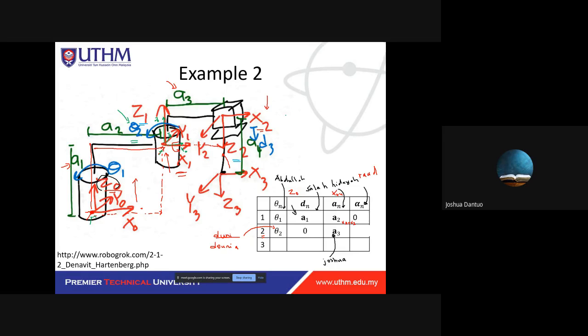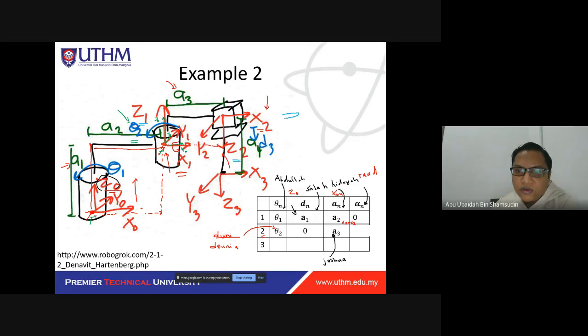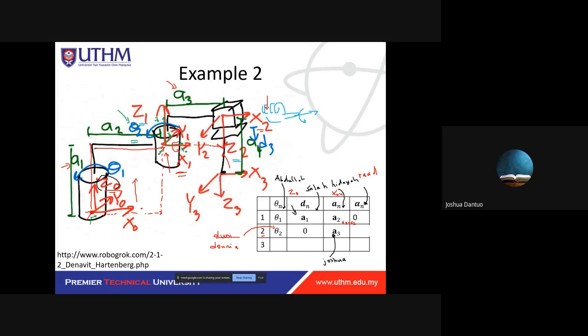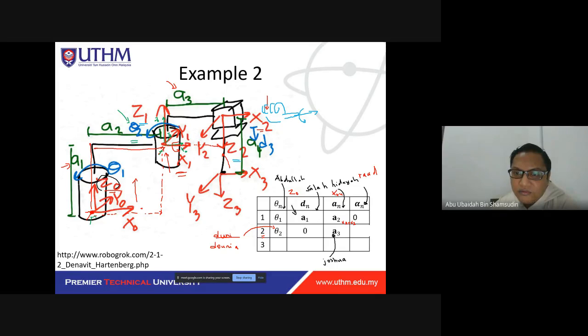So you use your hand here. This is your hand. This is your z axis of rotation like that. And this is your palm. So if it is moving like this, it is positive. So you use your right hand.